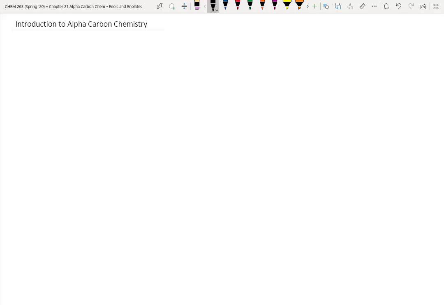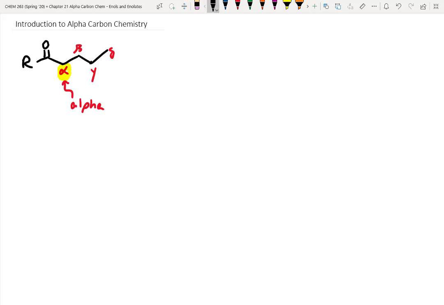Okay, the next chapter in the Klein textbook is all about alpha carbon chemistry. Before we begin, I want to quickly define what an alpha carbon is. Usually it's in reference to a carbonyl compound, and the alpha carbon is the carbon that is immediately attached to that C=O double bond. So this is going to be our alpha carbon. If you go one carbon further away, we've got beta, gamma, and then delta, but it's this alpha carbon that we tend to be most interested in.